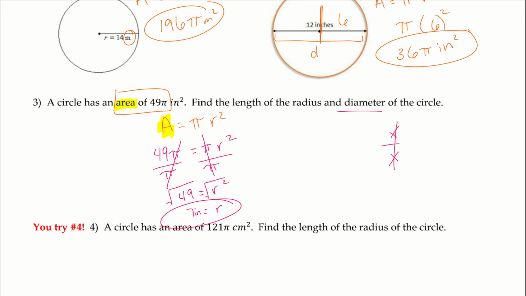It also wants us to find the diameter. So remember, the diameter is 2 times the radius. So the diameter is 2 times 7. So my diameter is 14 inches.